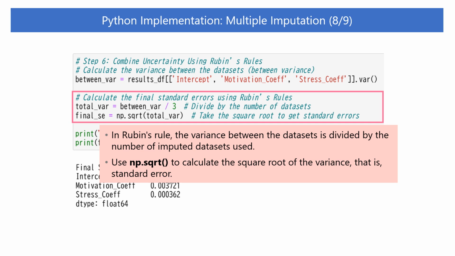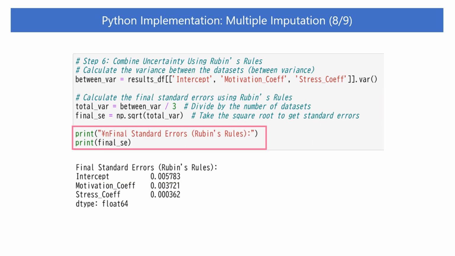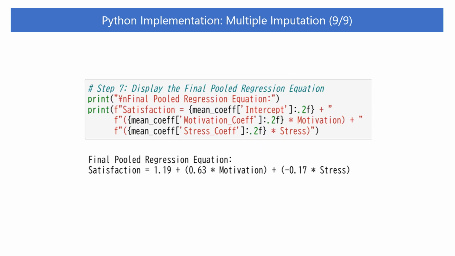Next, we use NumPy sqrt to calculate the square root of the variance, that is, the standard error. Then, we display the standard error calculated in the final step. The standard error reflects the uncertainty of the missing data. Finally, print the pooled regression equation.